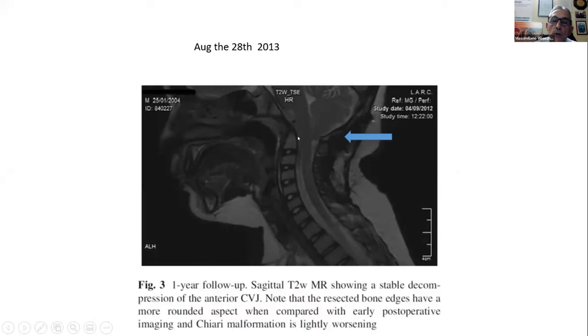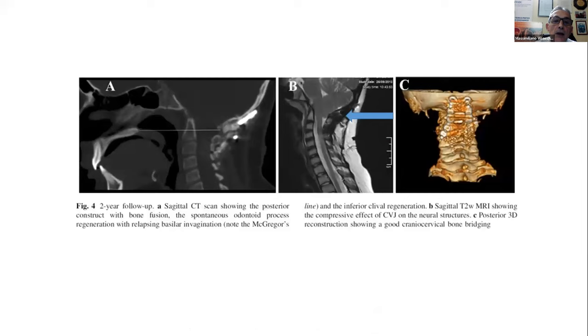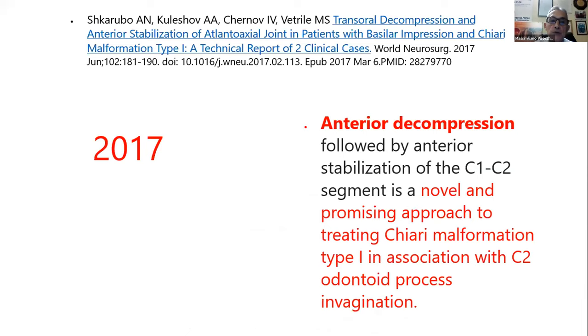And 1 year later on, you can see a quite complete regrowth of both the odontoid and the clivus, and a complete reappearance of the Chiari formation, in this case, formation as a consequence of a crowding of posterior cranial fossa.